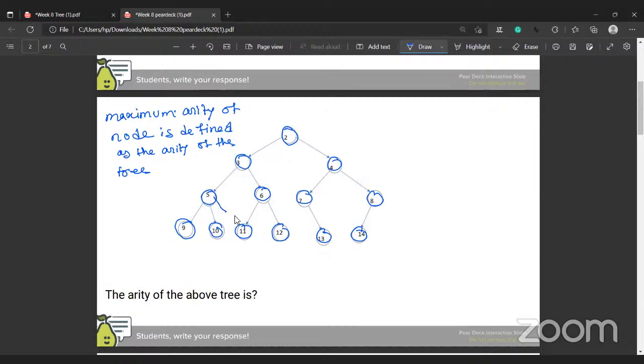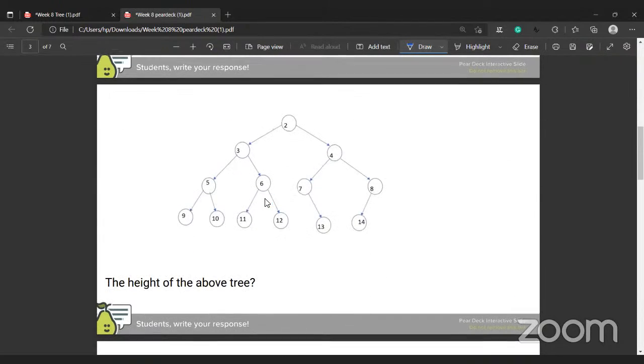Suppose there is one extra node, suppose 20. Then the arity of the tree will be 3. It is not possible in a binary tree, sir. Yeah, then it will not be binary. But I'm not telling that this is a binary tree. I'm telling that this is a tree, right? So I'm asking what is the arity of the above tree.